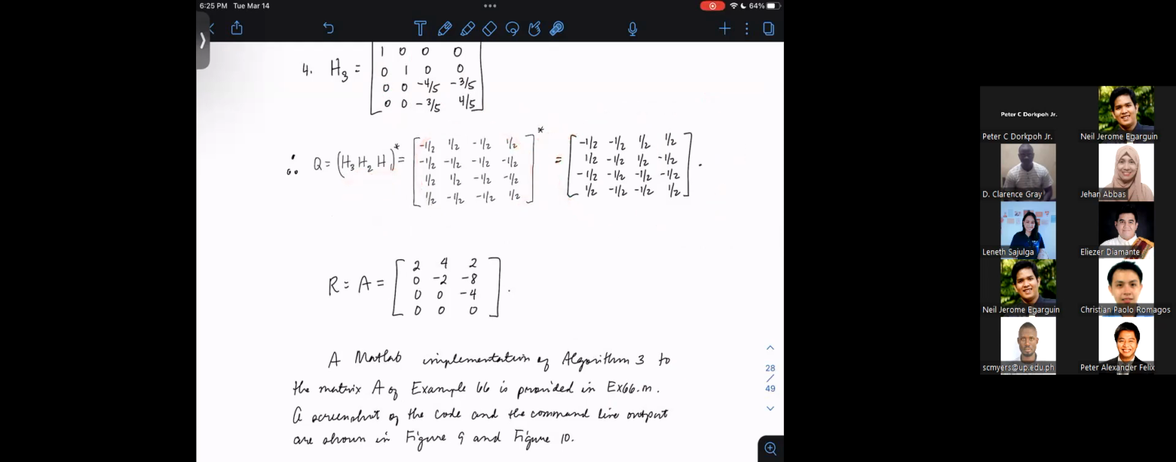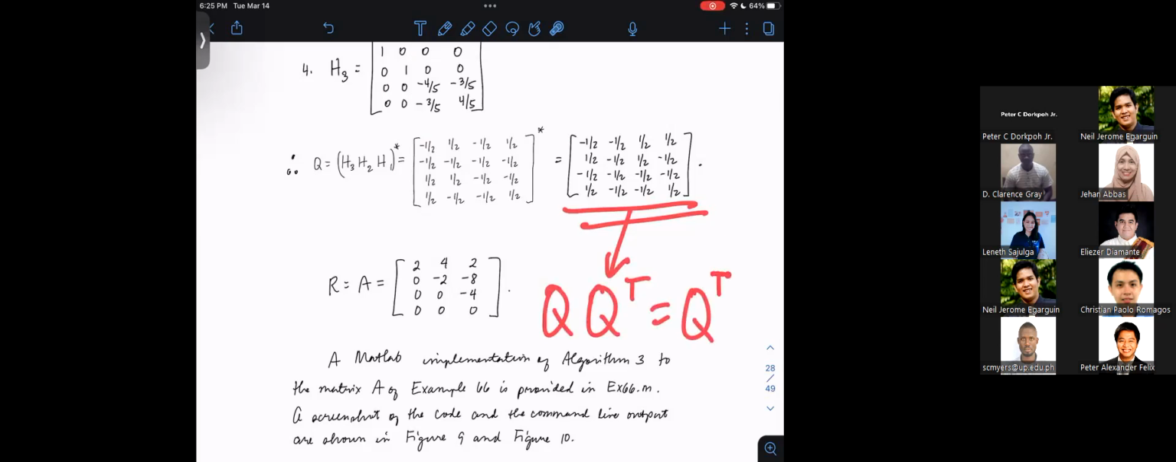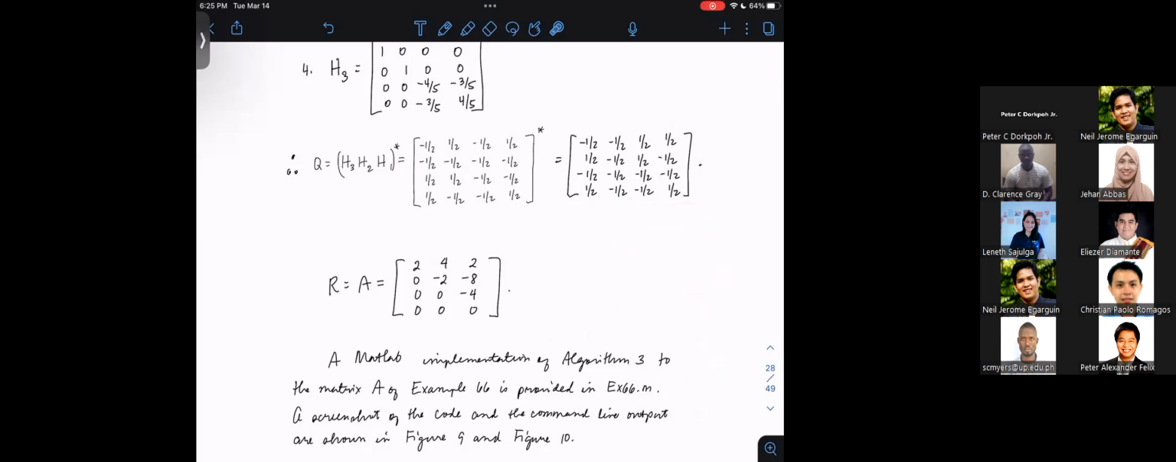And this is guaranteed to be unitary. Meaning if you multiply Q with its transpose, you'll get the identity matrix, which will be the same when you multiply Q transpose with Q. So it's going to be an identity matrix. Okay. And our right triangular matrix is this guy, which we already computed before.